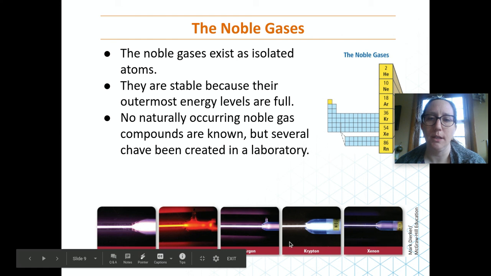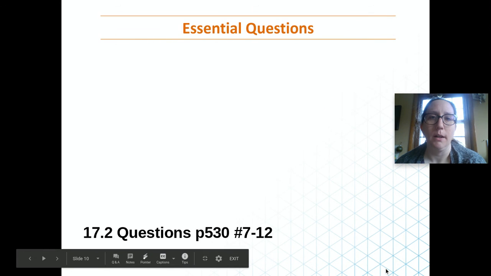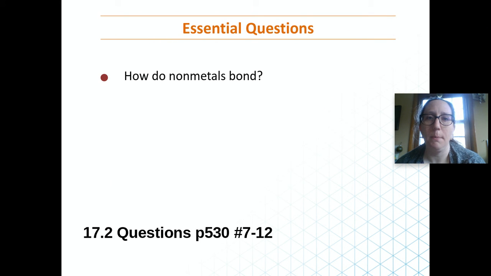Okay, and they all have interesting colors, and those neon signs that we make, they're actually all these different gases. Depending on what color they are and how much electricity you put through them, you can actually change what colors they are. Okay. All right, so the essential questions are, how do nonmetals bond?